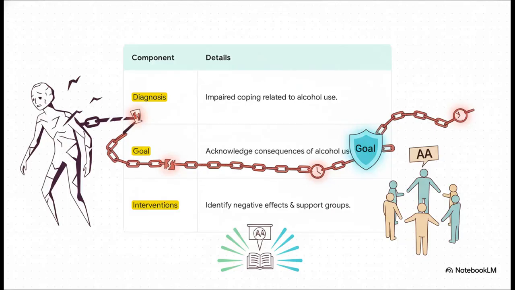So, based on all of that, you can develop a care plan. The nursing diagnosis is impaired coping. Now, the immediate goal isn't necessarily sobriety tomorrow, it's helping him connect his drinking to the negative consequences, like this trip to the ER. Your interventions are all about breaking through that denial and connecting him with the resources he needs for long-term recovery, like Alcoholics Anonymous.